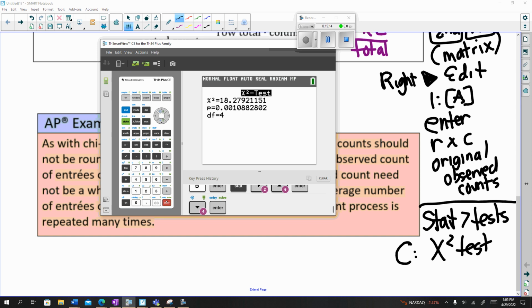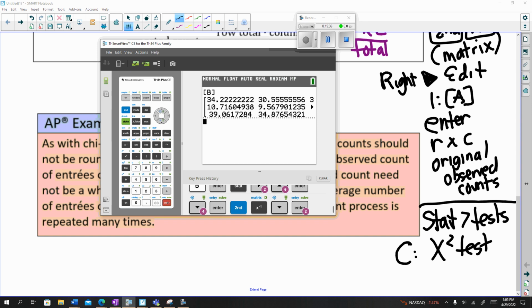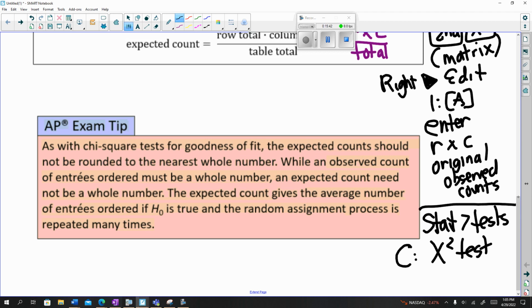I'm just going to bank it for now, but I want you now to go back to the matrix key and look in matrix B. To do that, you press second x to the negative 1, and look, matrix B now has something in it, because running the chi-square test actually calculates the expected counts for you in matrix B. You could either hit enter on the home screen to see all the counts, or go into the matrix and look at them that way.